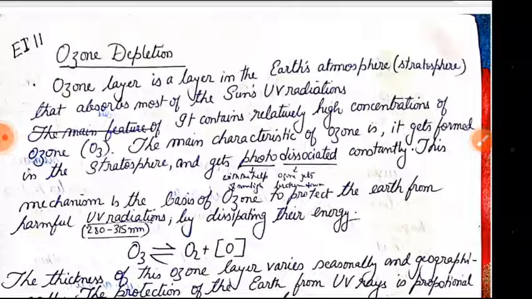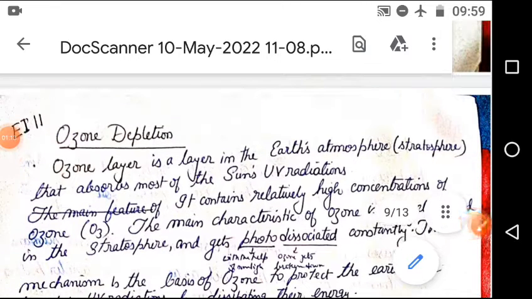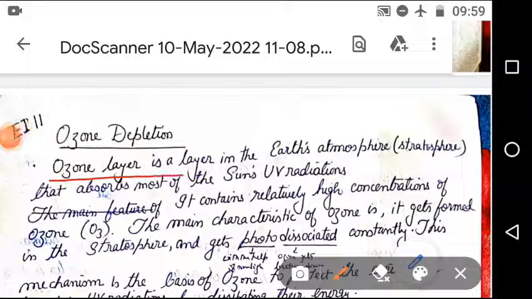So normally, what does ozone depletion mean? It is saying here that the ozone layer is the layer in the earth's atmosphere. It is a layer made up of ozone gas, normally called O3, and it is found in the stratospheric region. Now, this ozone layer normally absorbs most of the sun's harmful energy radiations, which are also called ultraviolet radiations.